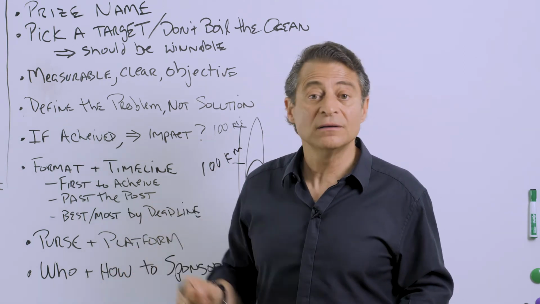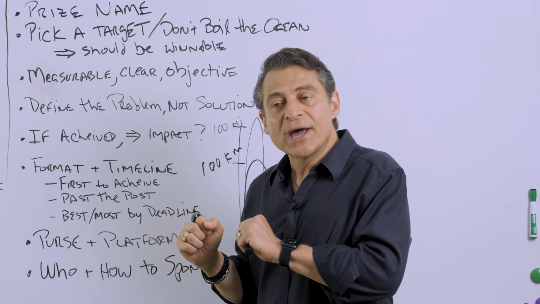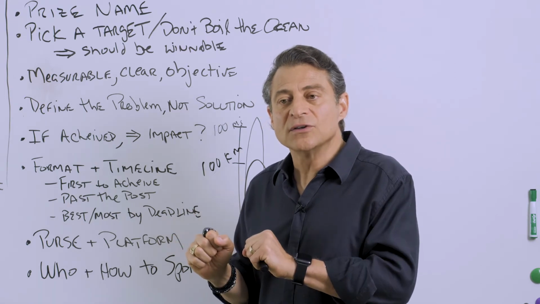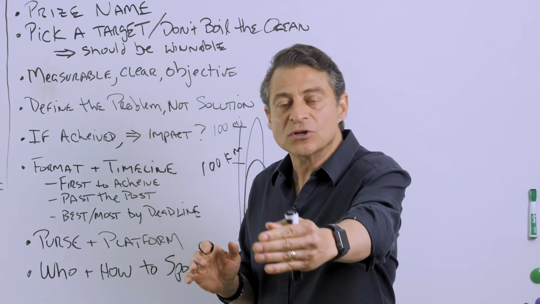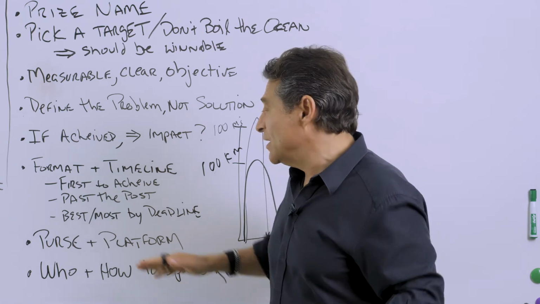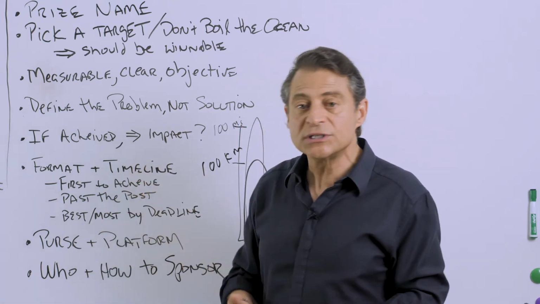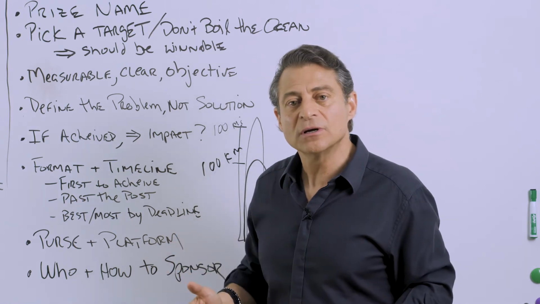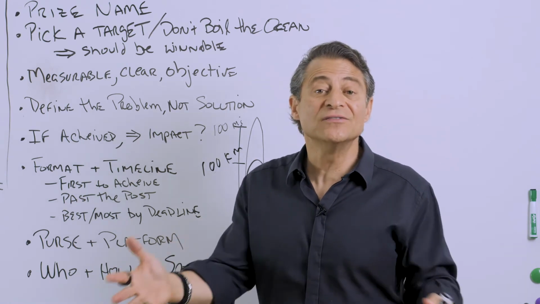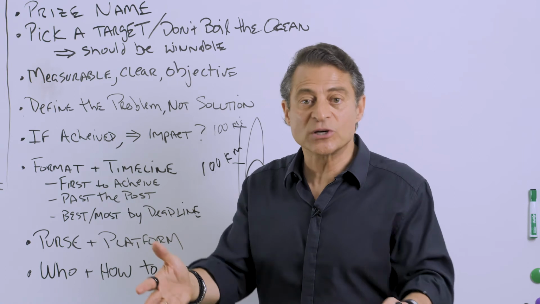The next one is pass the post. There's a starting gun, and all the competitors can start on day one, and it's the one who gets to the objective first. Your objectives can be the best by some objective clear measure, or the most by some objective clear measure. So what's the design of your objective clear measurable prize?